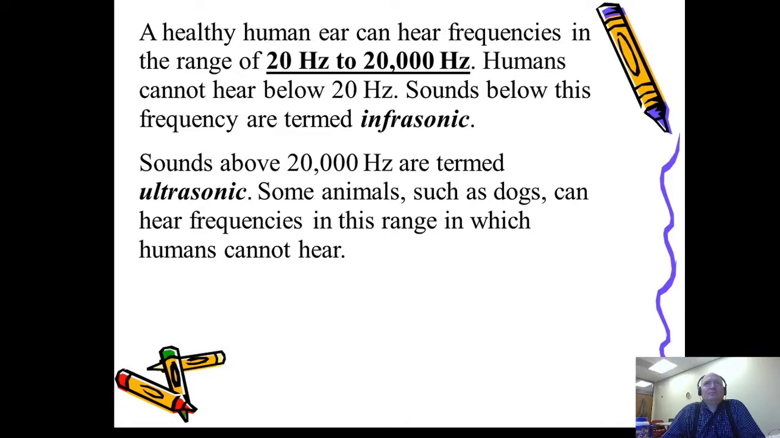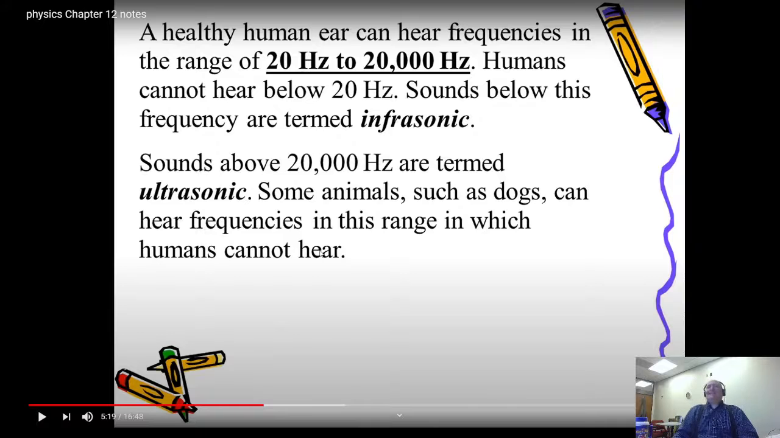The human can generally hear frequencies in the range of 20 to 20,000 hertz. Humans cannot hear below 20 hertz. Sounds below this level are termed infrasonic. Infra means below. Sonic refers to sound. Love that. Sounds above 20,000 hertz are termed ultrasonic, above sound, although some animals, most notably dogs, can hear frequencies in this range in which you would not be able to hear.